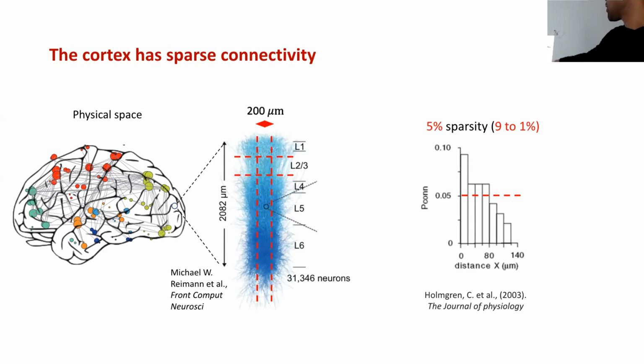A recent study by Levy et al. in 2003 has shown that on average, within this small volume, neurons are connected with about 5% sparsity. They are not fully connected. Only one neuron is connected on average within, let's say, a group of 600 neurons. One neuron receives projection only from 30 other neurons. So it's really sparsely connected. And it can go from 9 to 1% depending on the distance. The further the neurons are from each other, the sparser the connection.